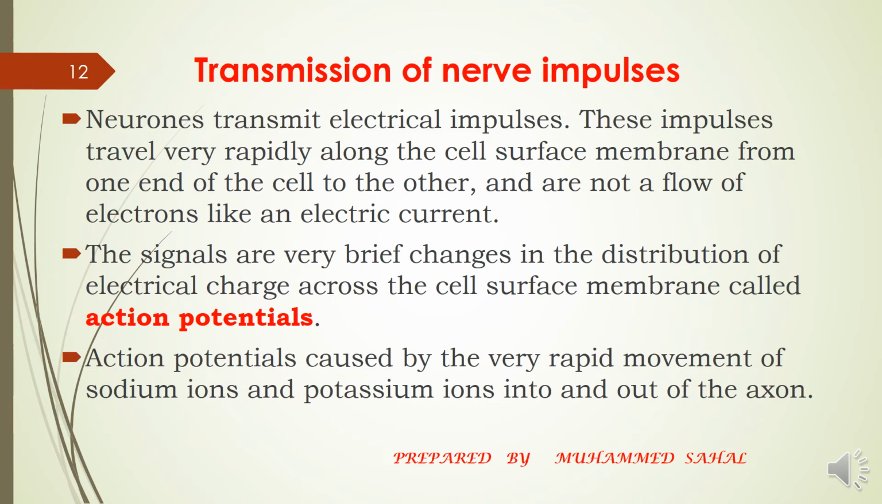The signals are very brief changes in the distribution of electrical charge across the cell surface membrane called action potentials. Normally these action potentials are caused by the rapid movement of sodium and potassium ions into and out of the axon. Sodium ions will move in and potassium ions will move out of the axon. This rapid movement is the main cause of the action potential.